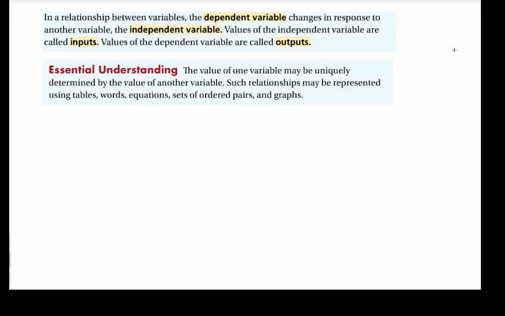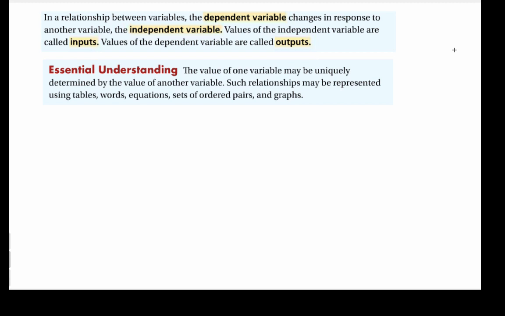Alright, so in a relationship between variables, the dependent variable changes in response to another variable called the independent variable. Values of the independent variable are called inputs, and values of the dependent variable are called the outputs. The value of one variable may be uniquely determined by the value of another variable. Such relationships may be represented using tables, words, equations, sets of ordered pairs, and graphs.